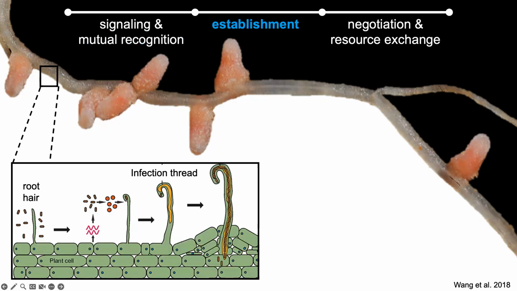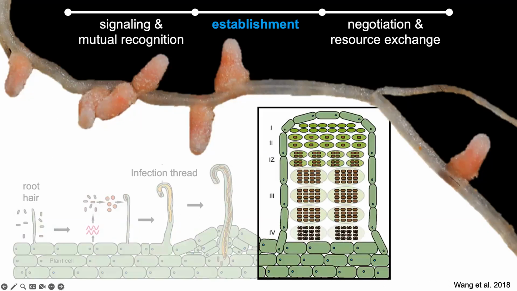Then what happens is the plant root hair actually curls and traps the bacteria in a hollow tube that grows down into the center of the root. This is wild. So basically what the plant is doing is creating a mini culture tube in which it's going to propagate this bacterium that it's trapped.